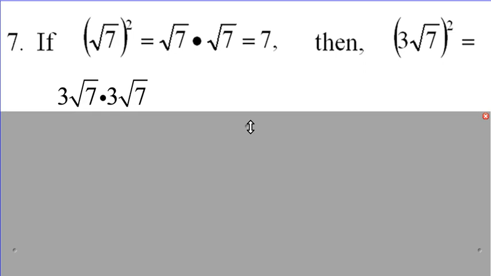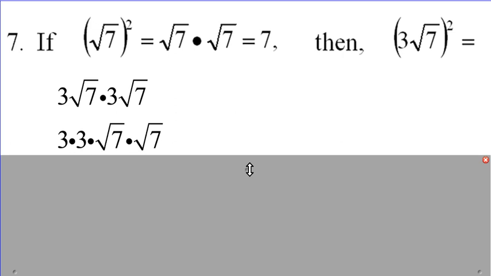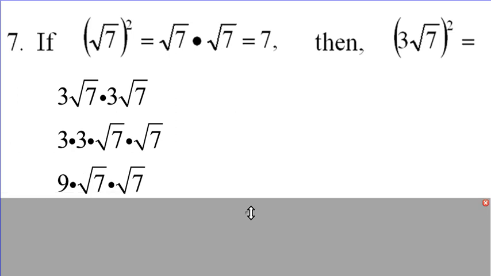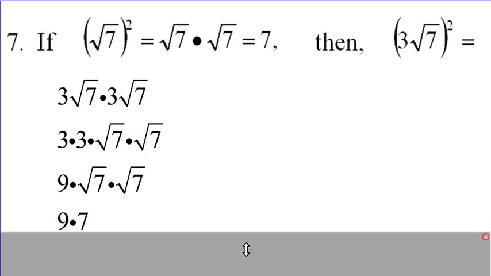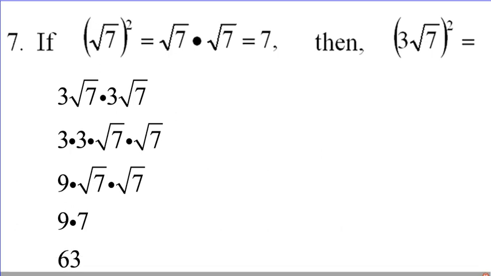As I'm looking at what's being multiplied together, I see that I've got 2 3's and 2 square roots of 7. So I'm going to rearrange those values so I have the 3's written next to each other and the square roots written next to each other. I know 3 times 3 is equivalent to 9. And based on my givens, I know the square root of 7 times the square root of 7 is equal to 7. So I can rewrite that as 9 times 7, which simplifies to 63.